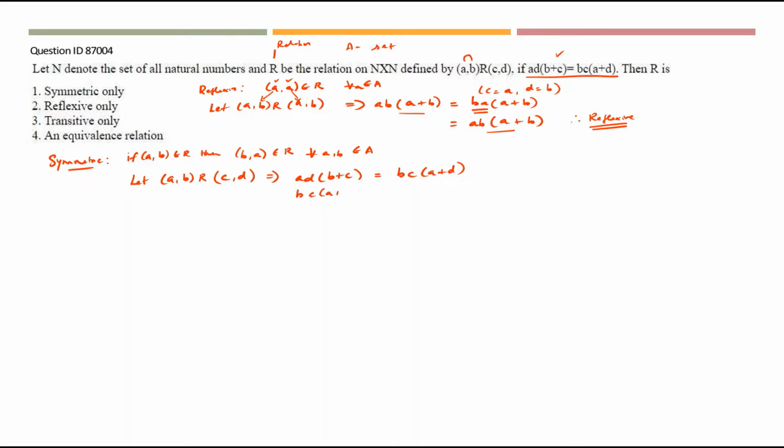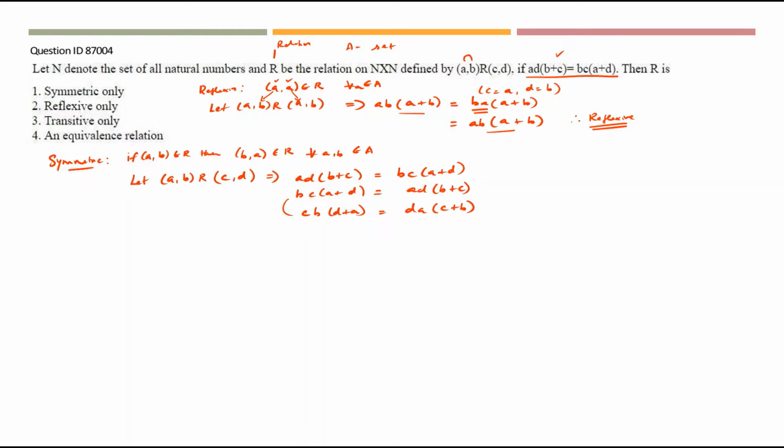So BC into A plus D is equal to AD into B plus C. Now just swap these two: C into B, D plus A. Both will be equal only, but we are just swapping and writing. Similarly, DA into C plus B.